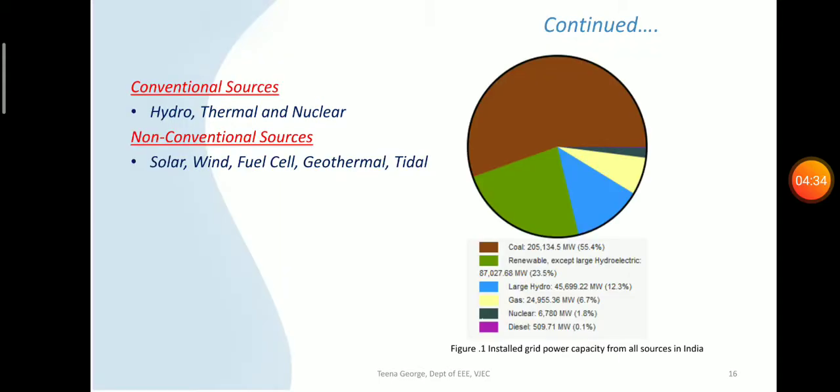This is the installed grid capacity in India. You can see that coal has the maximum capacity with nearly 55% and renewable energy has 23%, large hydro has 12%, etc. Conventionally, we used to generate power from hydel power plants, thermal power plants and nuclear power plants. Nowadays, we are moving on to non-conventional sources like solar, wind, fuel cell, geothermal, tidal, etc. In our syllabus, we have solar and wind only. So first we can see conventional sources of generation.